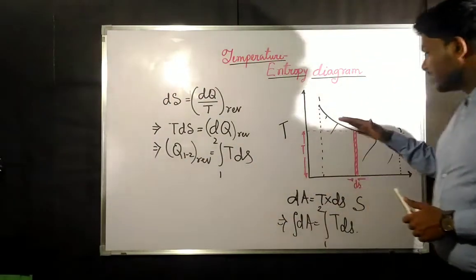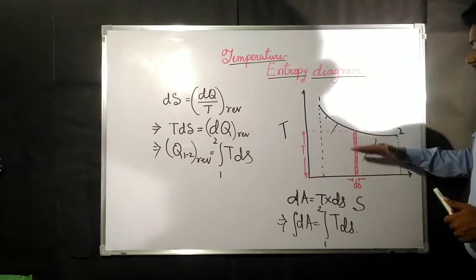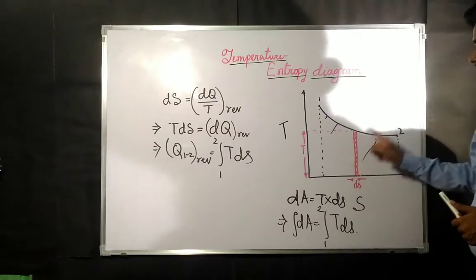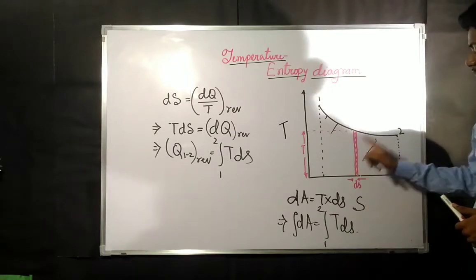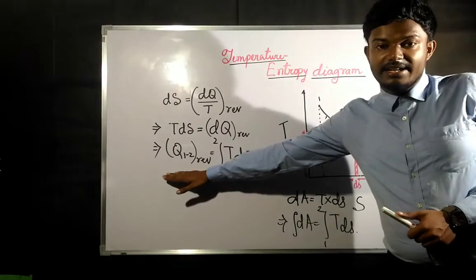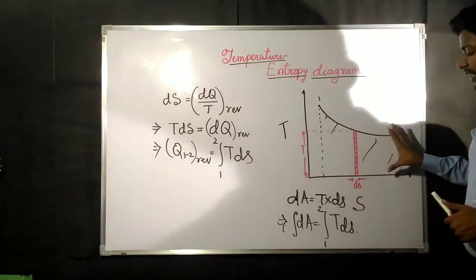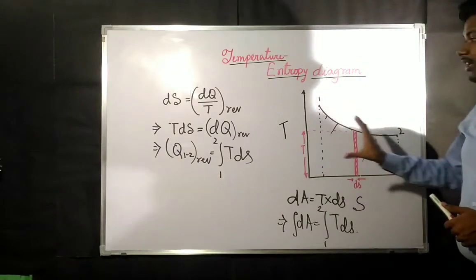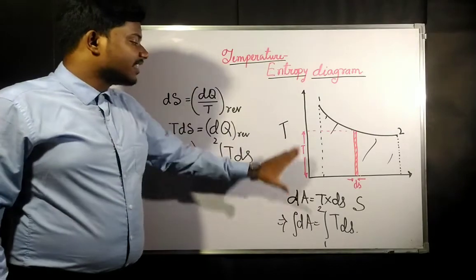If you project the curve on entropy axis, then the area which you are going to get in a TS diagram is going to give you the reversible heat transfer. Okay, this is going to give you the reversible heat transfer. So this is the starting of our temperature entropy diagram.